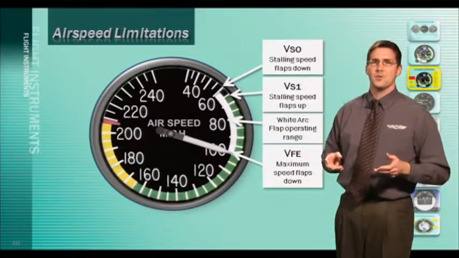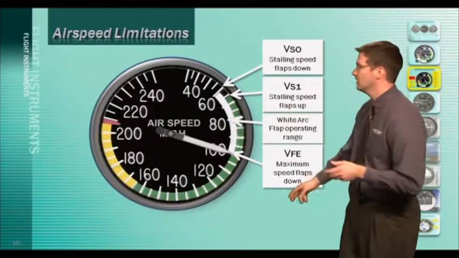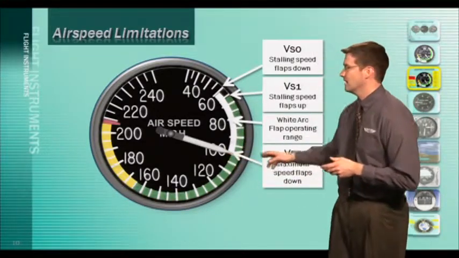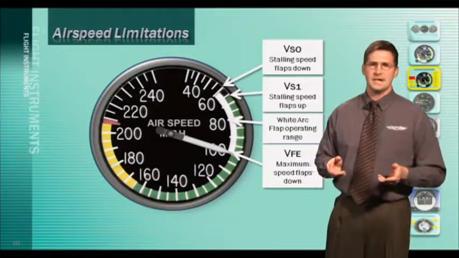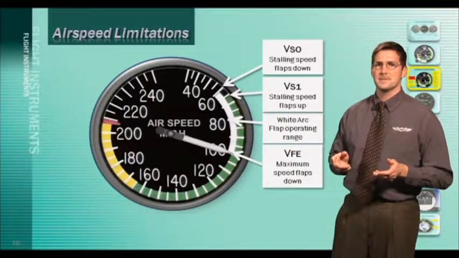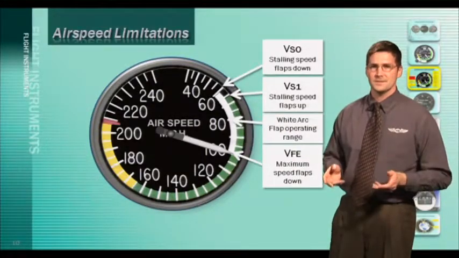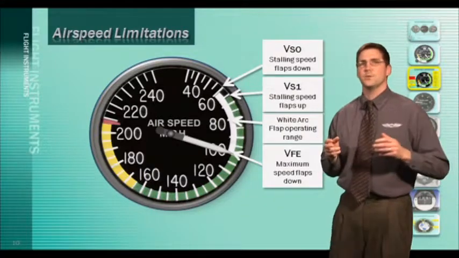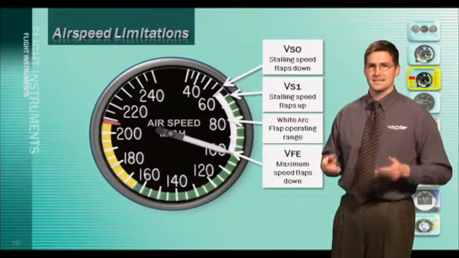Now, at the top of the white arc is the airspeed limitation called VFE. You can see that right here. Again, we know the V is for velocity, the F is for flaps, and E is for extension. Now, this is the maximum speed at which flight is allowed with the flaps extended.